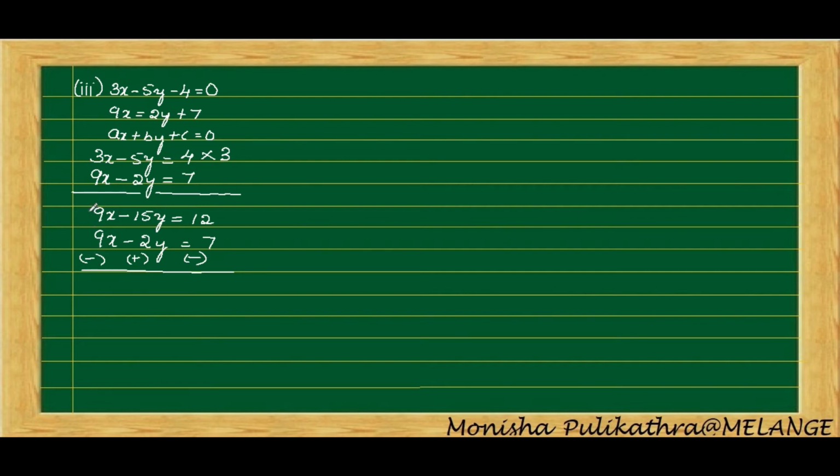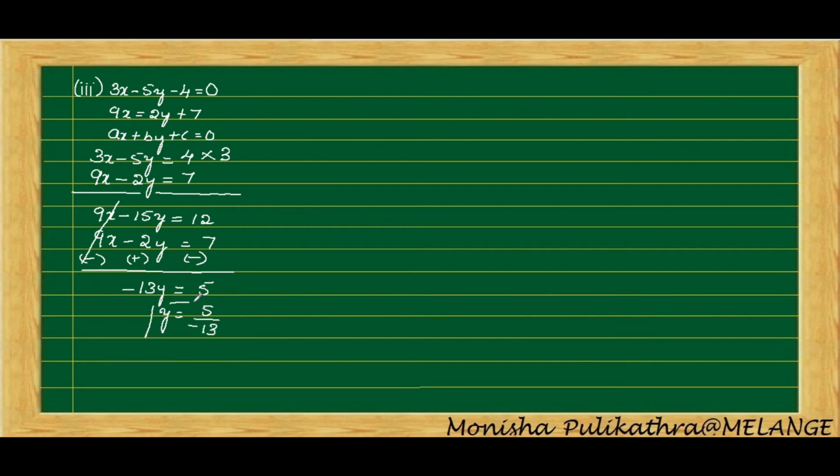Here plus and minus, unlike signs means we need to subtract it, so this 9x and 9x cancel each other. Here unlike signs means subtract. 15 minus 2 is 13y, whereas the larger number is minus here. Okay, is equal to plus into minus, minus. 12 minus 7 is 5, so the larger number sign is plus, so plus 5. So y is equal to 5 divided by minus 13.